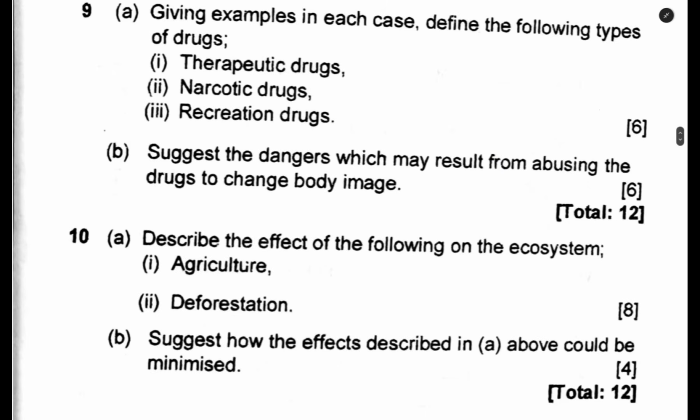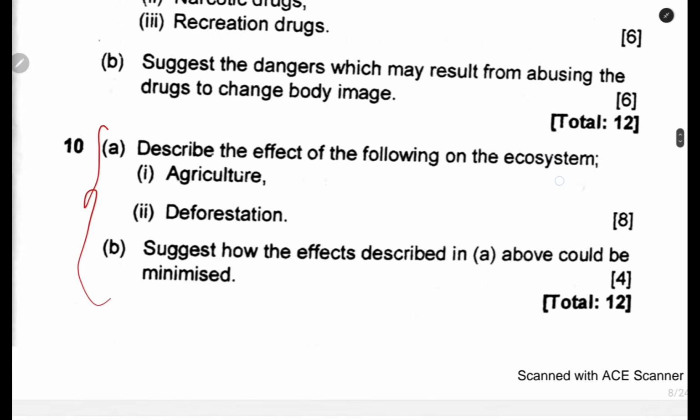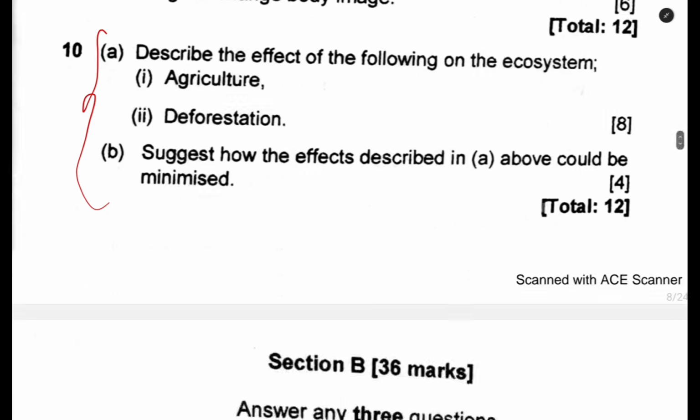Describe the effect of the following on the ecosystem. So a question on ecosystem. Ecosystem is one of them that you need to look at. So what is the danger of the effect of the following on the ecosystem? Agriculture, deforestation. Then B, suggest how the effects described above could be minimized. So this is the question that came in that particular year.